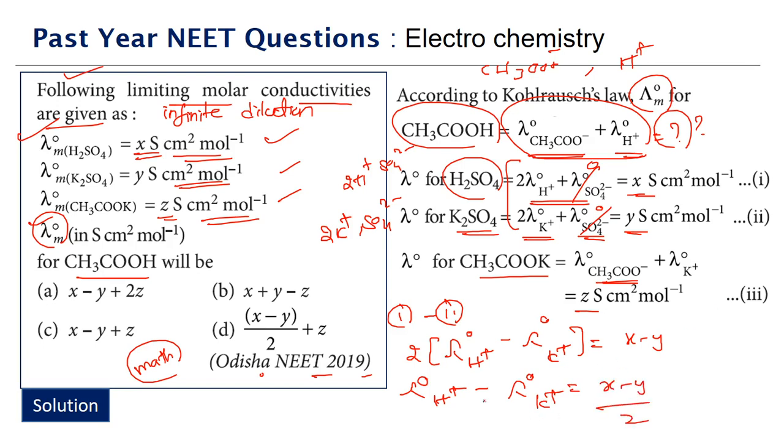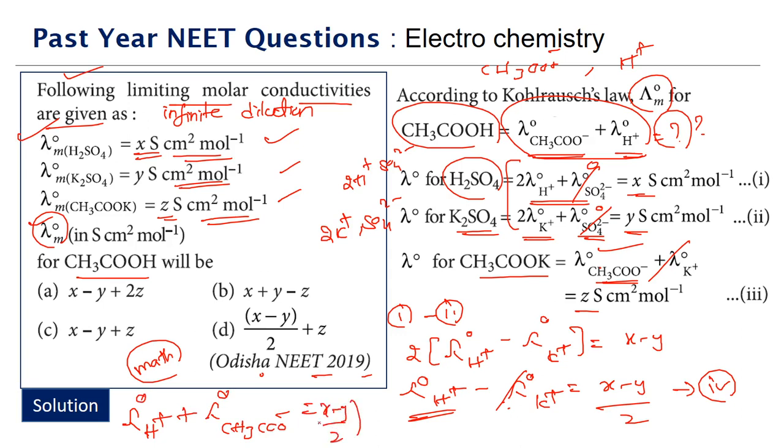Now let us call it equation 4 for that matter. So if we add 4 and 3, check it, in 3 what we have? Acetate ion molar conductivity plus potassium. Here in 4 we have minus potassium, right? So if we add both of them, what we are going to get? The potassium and minus potassium is cancelled. We will be having the molar conductivity of the H plus and molar conductivity of the CH3COO minus. So left hand side what we will have? The molar conductivity of the H plus plus the molar conductivity of the CH3COO minus. RHS is what? x minus y by 2 plus z.